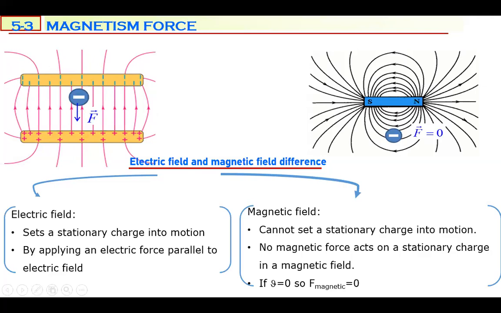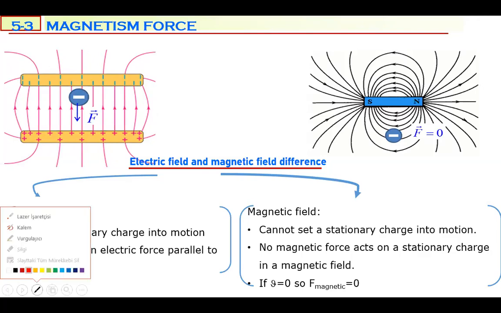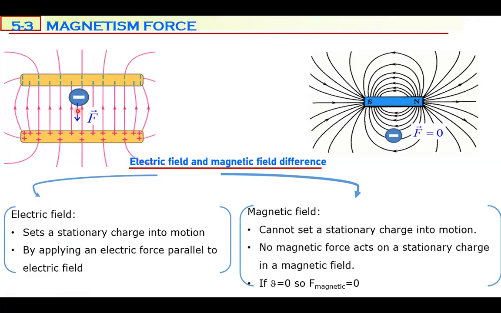So if the electric field is up to the plane of the page, this electron will move in the opposite direction, which is down to the plane of the page. It will start moving, because an electric field always acts a force on a charge which is inside this electric field.